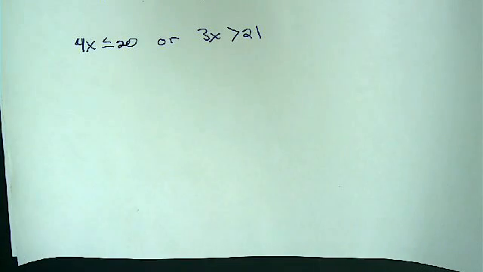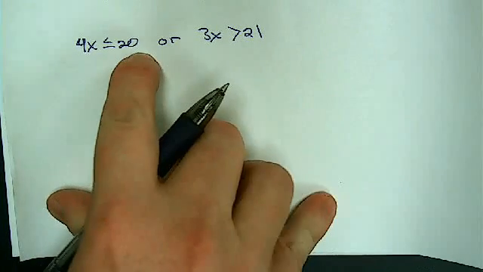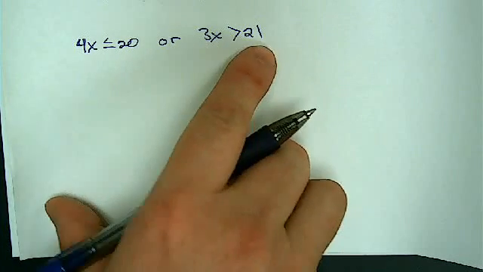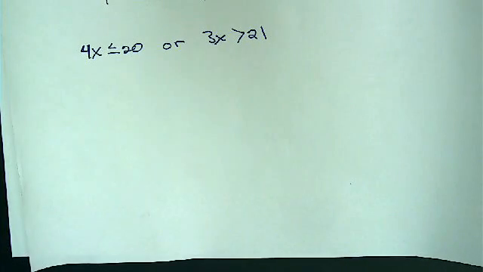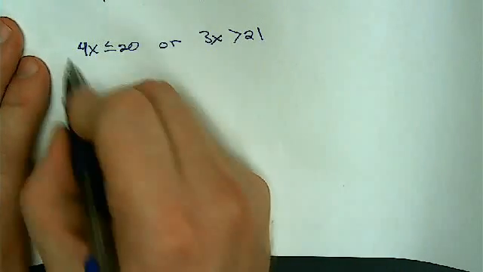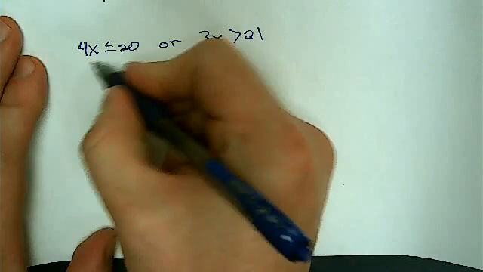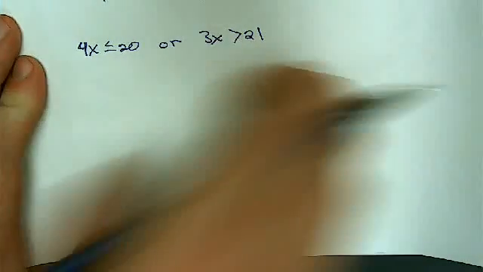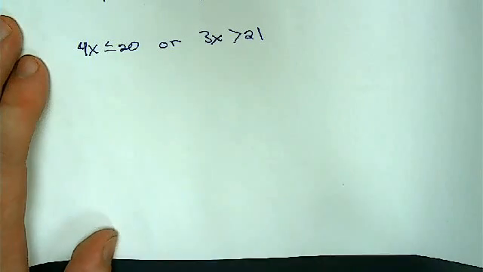So I've got 4x is less than 20, or 3x is greater than 21. Now, it's already a split compound. So I don't have to do that first step of splitting, because with or, it's pre-split. All I need to do first is take this one over here, simplify it down until it's just x on one side, take this one over here, simplify it down until it's x on one side, and then we can go ahead and graph.